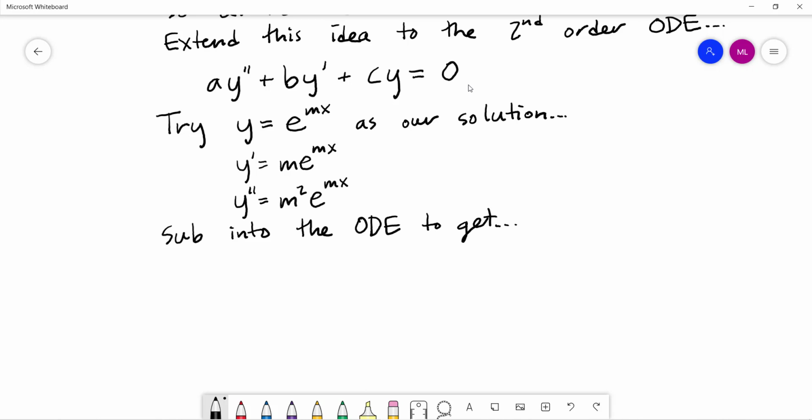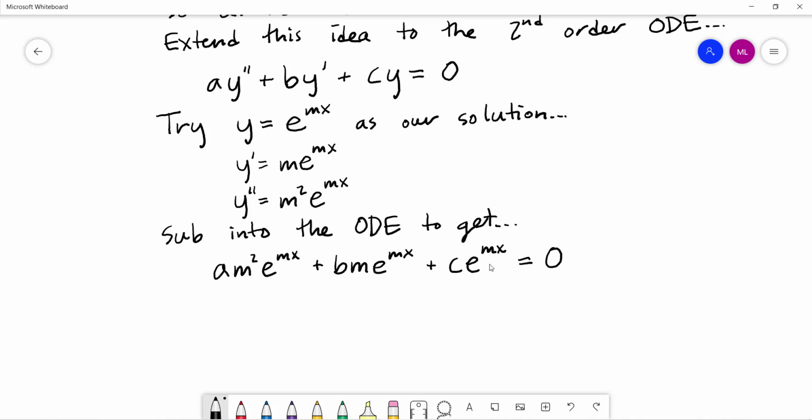So here's the differential equation we're subbing them into. It's going to be a times the y double prime term, so a times m squared e to the mx, plus b times the y prime term, so b times m e to the mx, plus c times the original y, so plus c times e to the mx, equals 0. And clearly, if I had put some constant d in front, a d would show up in all of these, and we could cancel it out. So we don't need that extra constant. We can just try y equals e to the mx.